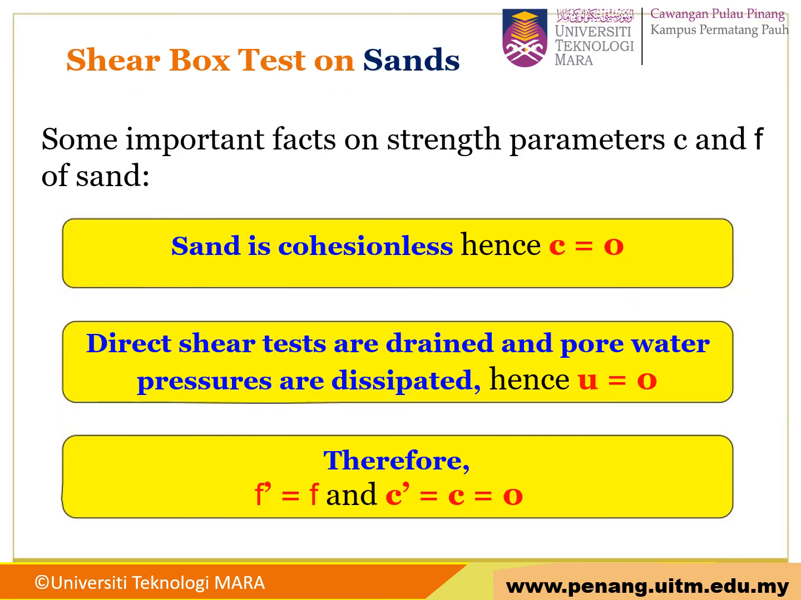Alright, these are some important facts on strength parameters: phi, and also C of sand. Sand is cohesionless, which means that C is equal to 0. Direct shear tests are drained and pore water pressures are dissipated. Hence, u is equal to 0. Therefore, phi prime is equal to phi, and C prime is equal to C. This one is phi, the angle of friction.